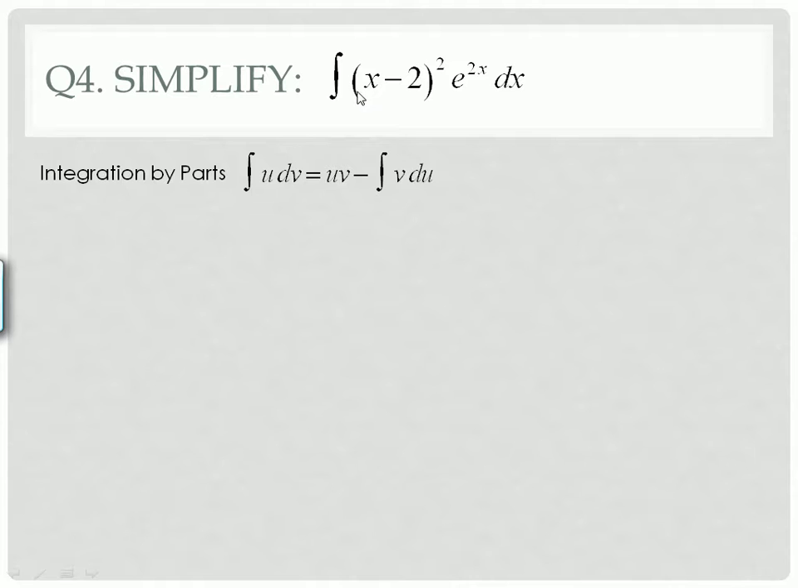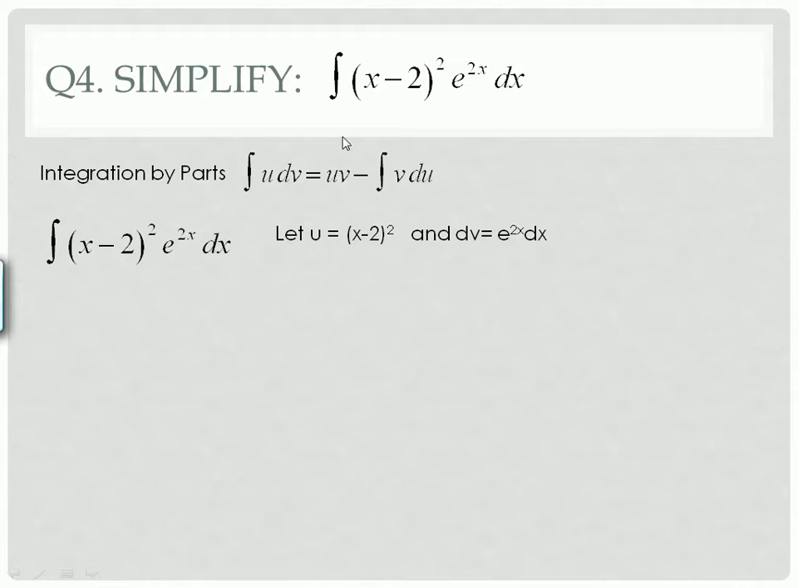I'm going to choose something to represent my u. I'm going to let (x minus 2) squared be my u, and I'm going to let e to the 2x dx be my dv. And when you integrate by parts, the integral of u dv is equal to uv minus the integral of v du.